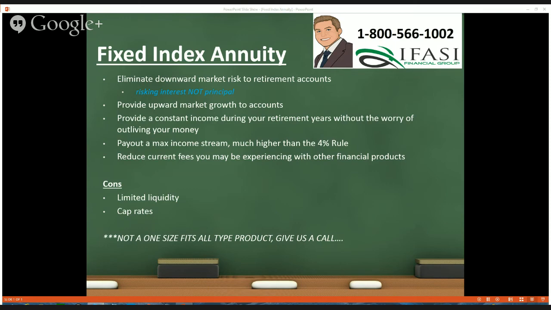But I want to drop down to the cons, because there are some cons with fixed index annuities. It's not just all rainbows and butterflies with this type of product. There's limited liquidity, and it makes a lot of sense because you can't always have your cake and eat it too. What we do is dissect the best possible carriers and the best possible contracts, and there are hundreds and hundreds of these contracts out there, and we want to make sure that you're getting the best bang for your buck. But there's a caveat to it.